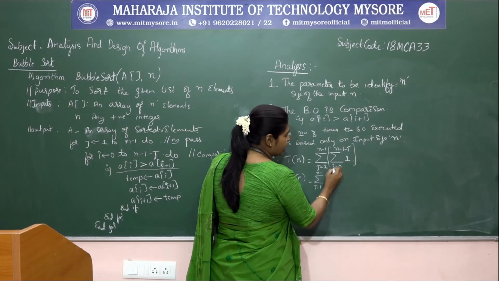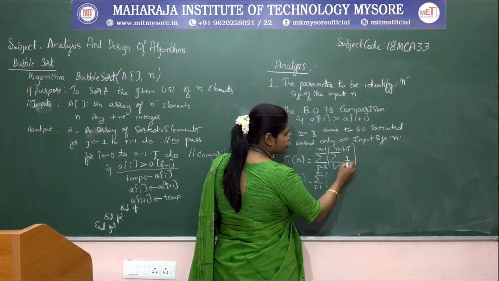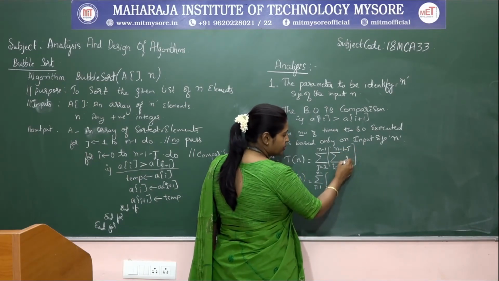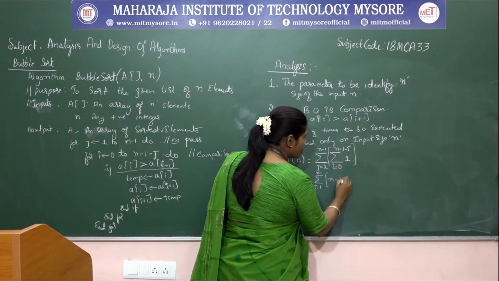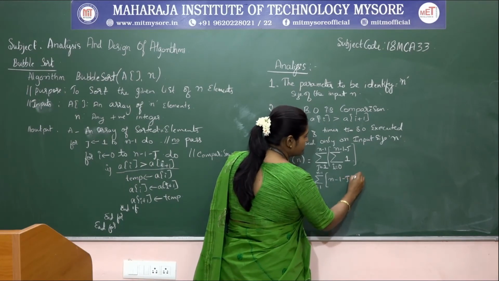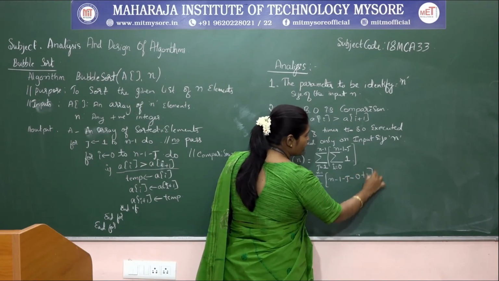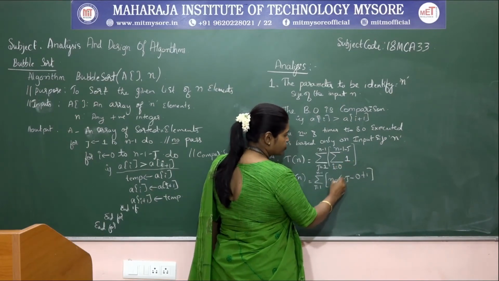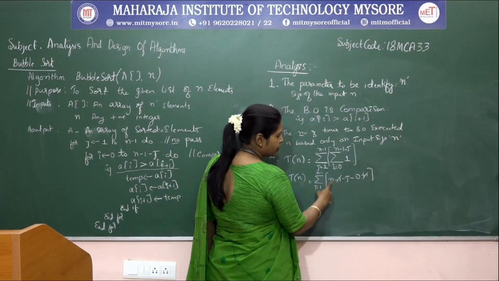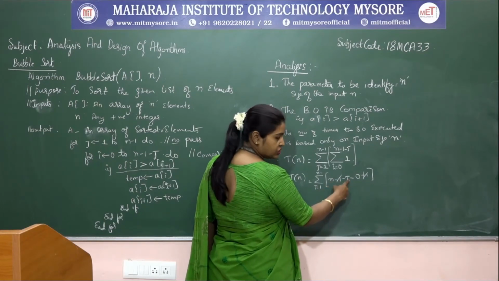Now what happens? i is equal to 0 to n minus 1 minus j, 1, that is nothing but, we need to apply what? Upper bound minus lower bound. So that is n minus 1 minus j minus 0 plus 1. Upper bound minus lower bound plus 1 is the formula. So plus 1 minus 1 get cancelled, you are remaining with n minus j.